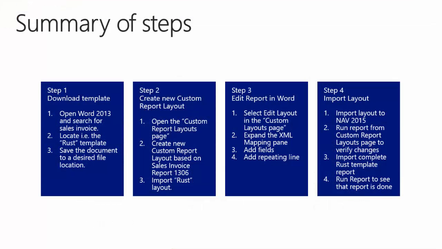So to summarize, we first downloaded the Rust template in Word and saved this template to our desktop. We then created a new custom report layout based on the sales invoice 1306 and applied the Rust template. We then added a few fields and made the line repeat in Word, and then imported back the changes to NAV 2015 and printed the report. Finally, I imported a completed Rust template and we printed the report, and you could use this report when sending out invoices, if you of course like the Rust template for your invoice reports.